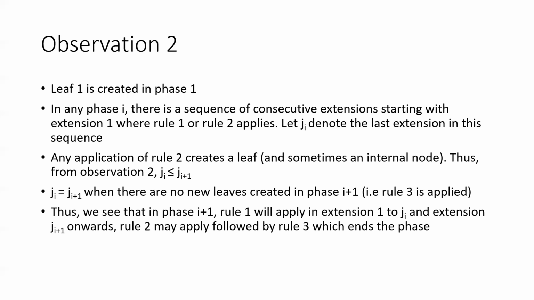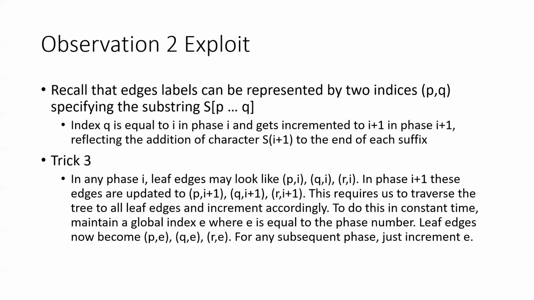Remembering that rule 2 is always going to create a leaf, and in some cases it's going to create an internal node, we can say that j sub i+1 is greater than or equal to j sub i, right? In the case where they are equal, this implies that rule 3 is applied, because we added no new leaves in this current phase. So we see that in the current phase, rule 1 will apply in extension 1 to j sub i, and extension j sub i+1 onwards, rule 2 may apply, followed by rule 3, and then rule 3 is going to end the phase, right? So what is the exploit that we can make by this observation?